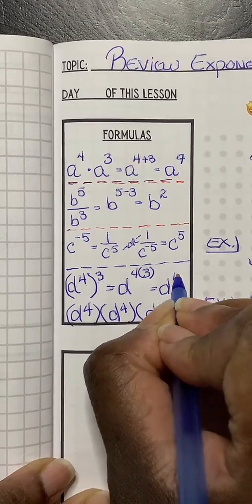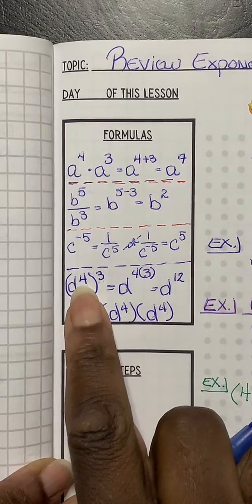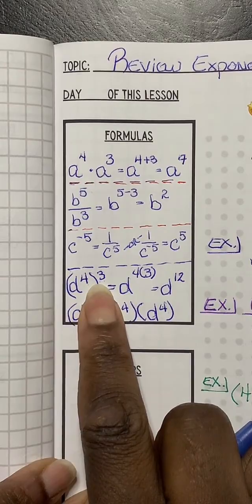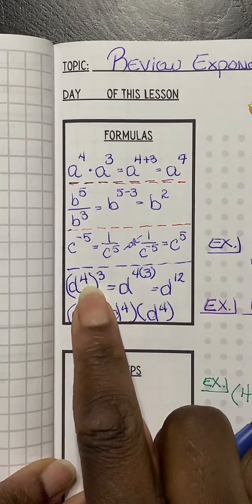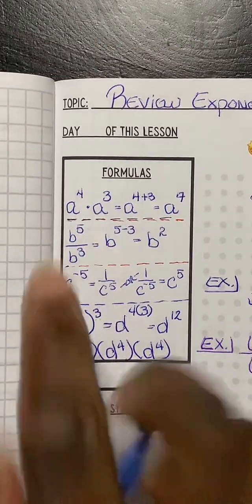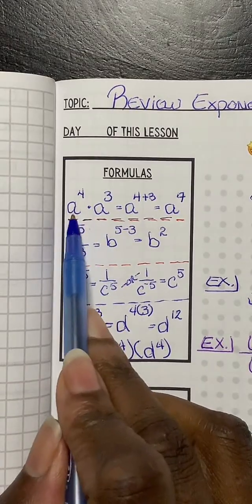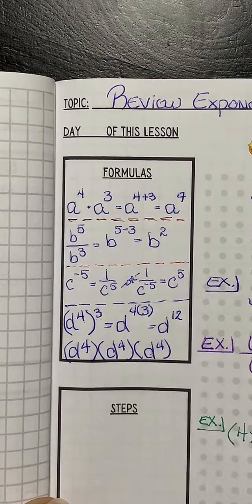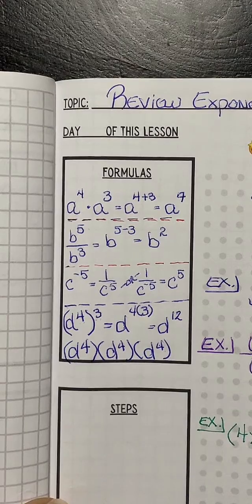So when you see a parenthesis, when an exponent is being raised by a parenthesis, you're multiplying. When it's just multiplication like this, you're adding the exponents. Do we see the difference?